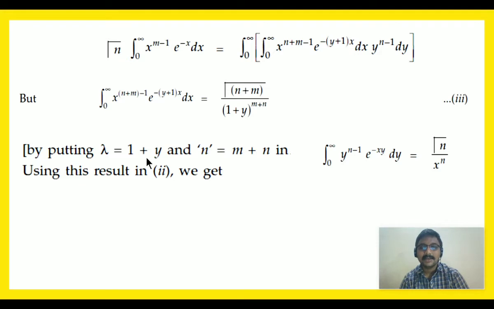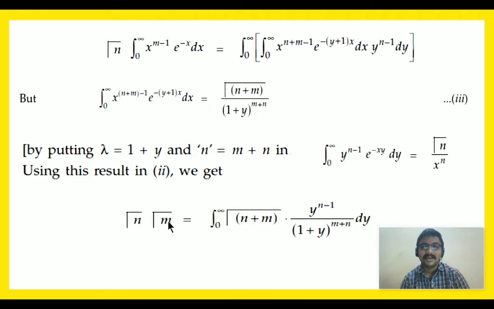By putting lambda equal to 1 plus y and n equal to m plus n in this equation and using the result 2, we will get gamma of n times gamma of m is the integral from 0 to infinity of gamma of (n plus m) times y to the power of n minus 1 whole by (1 plus y) whole power m plus n dy.